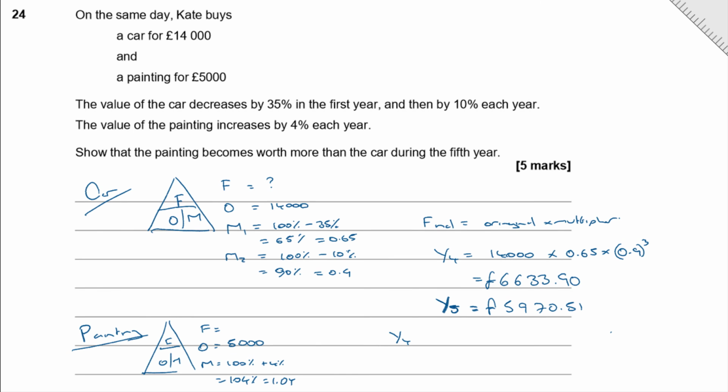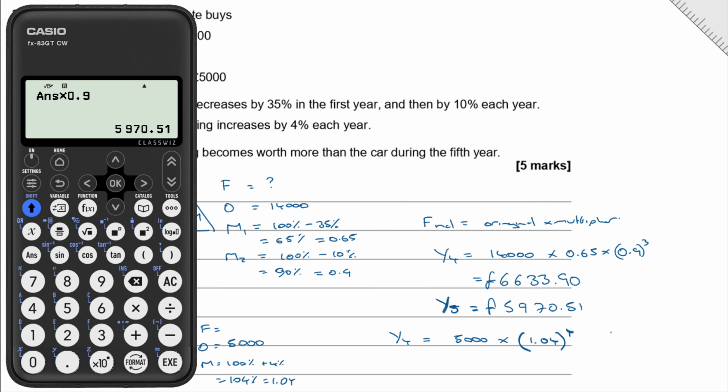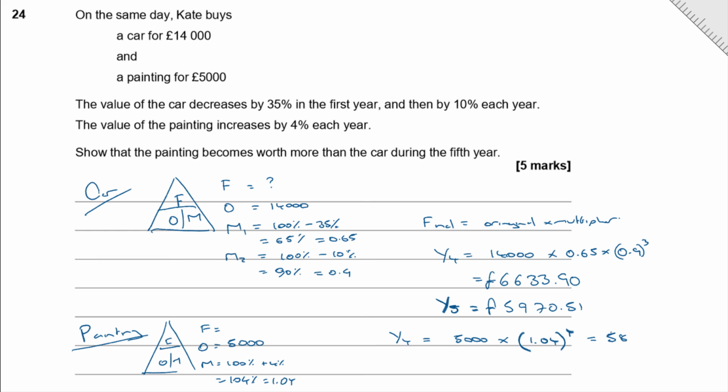Okay, so then my final, again, is going to be original times multiplier. So for year 4, that's going to be the £5,000 times 1.04 raised to the power of 4, isn't it? It's going to be 4 years increasing at 4%. So that comes out to be 5,000 times 1.04 to the power of 4. That's 5849. So at year 4, the car is still worth a bit more. I'm just going to round it off to 5849.